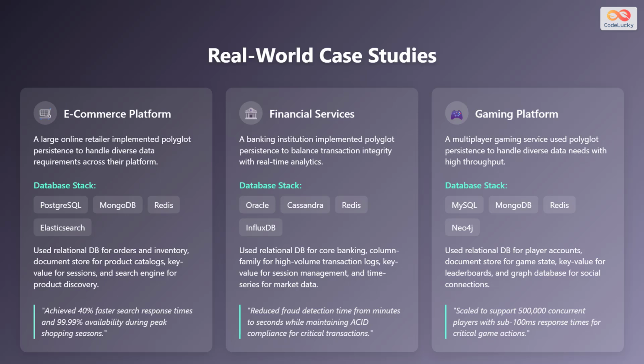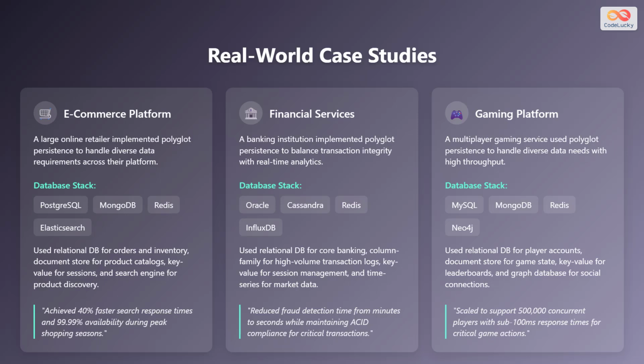Let's examine some real-world case studies. The first one is an e-commerce platform. A large online retailer implemented Polyglot Persistence to handle diverse data requirements across their platform. Their database stack included PostgreSQL, MongoDB, Redis, and Elasticsearch. They used a relational database for orders and inventory, a document store for product catalogs, key value for sessions, and a search engine for product discovery. They achieved 40% faster search response times and 99.99% availability during peak shopping seasons.